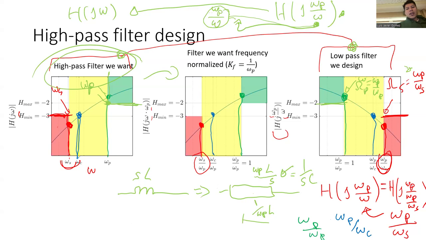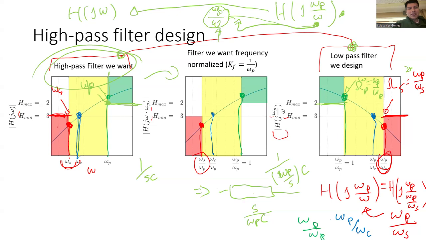Okay, and let's say our low pass filter had some capacitor now, with impedance 1 over SC. Because we want to redesign it, we want to change every S to omega P over S. Then we have to define a new circuit with impedance omega P over S C, which is really S over omega P C. What kind of an element has an impedance that looks like S over omega P C? Yeah, so the capacitor becomes an inductor, and the new inductance L is 1 over omega P C.